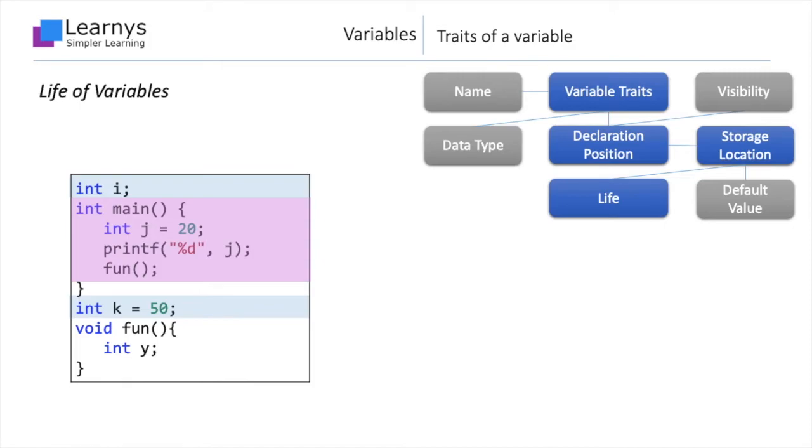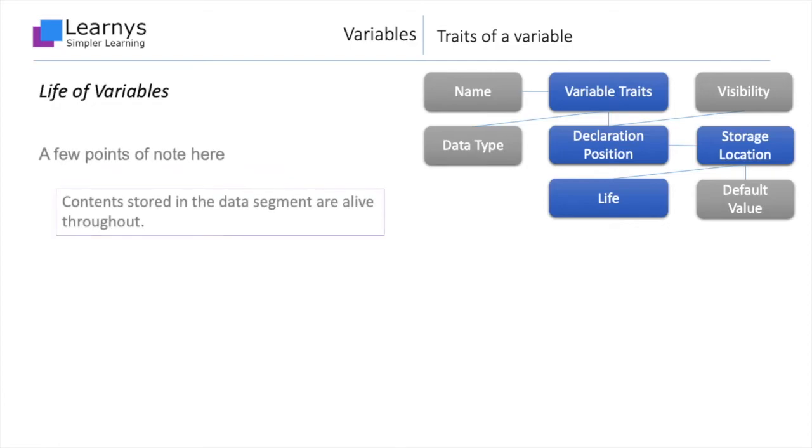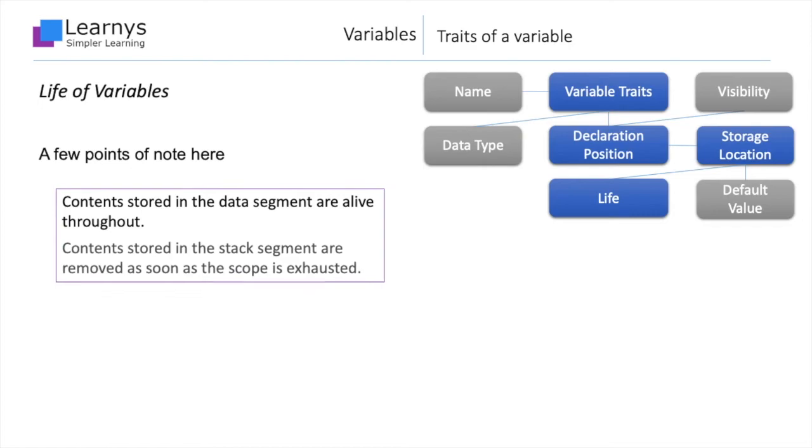The function fun is also executed. As the function fun executes, it creates the variable y in the block scope. The variables created in the function have the same life as the function. As soon as the function is done executing, the variable is moved out of the memory. A point of note here, content stored in the data segment of a program is alive throughout the program even though it might not be visible. Content stored in the stack segment is removed as soon as the scope is exhausted.